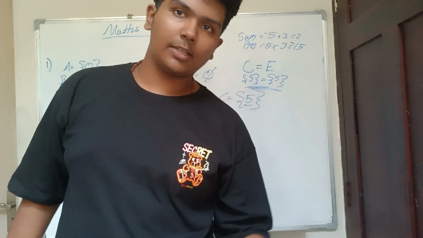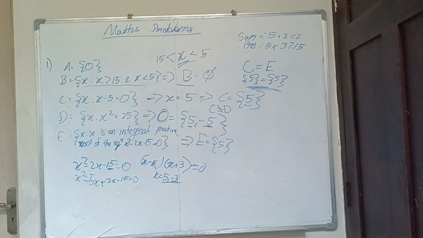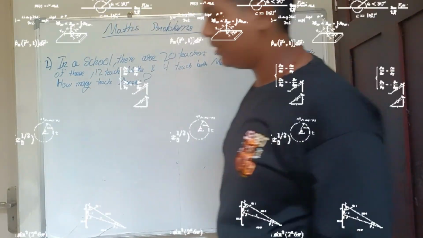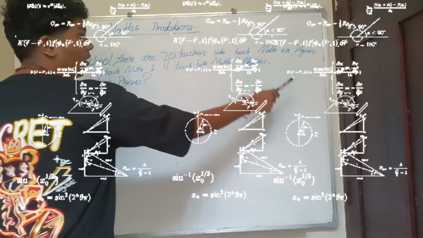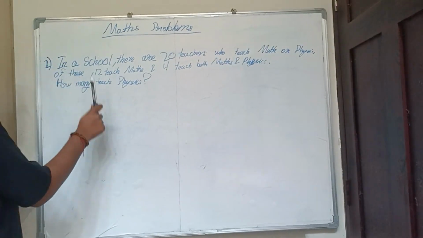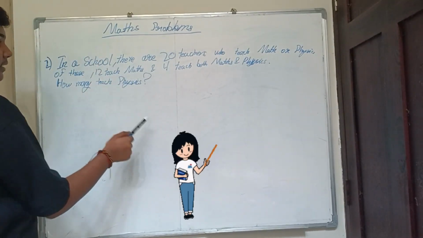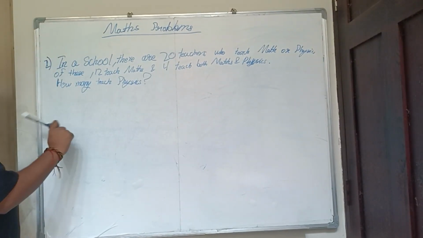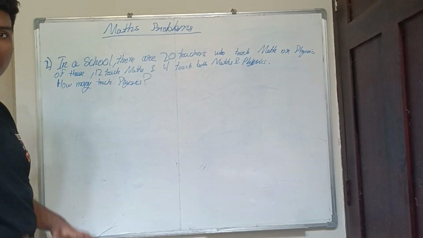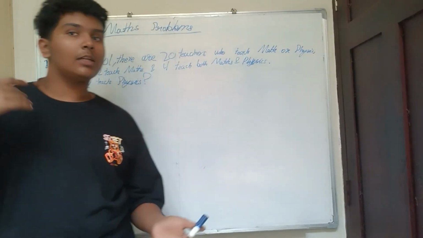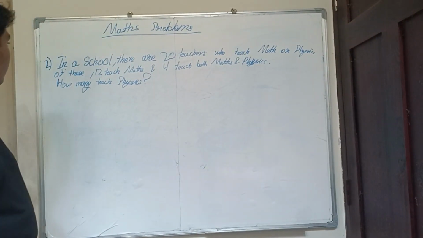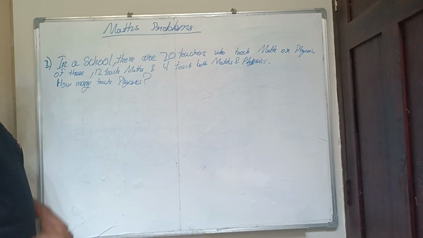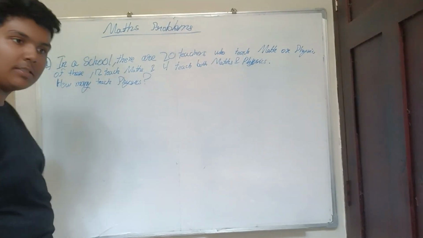Now let's move on to the second question. In a school, there are 20 teachers who teach maths or physics. Of these, 12 teachers teach maths, and 4 teach both maths and physics. So the question is, how many teach physics? Pause the video, read the question, understand it, and then solve it. They're asking how many teachers teach physics. They've given the total number of teachers.